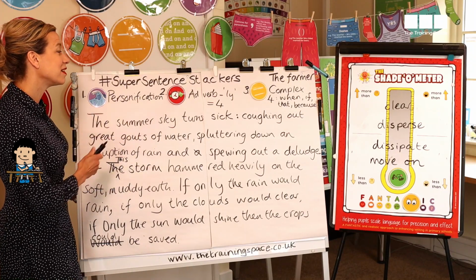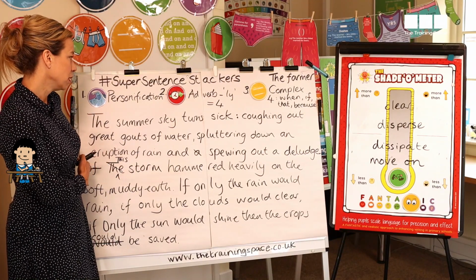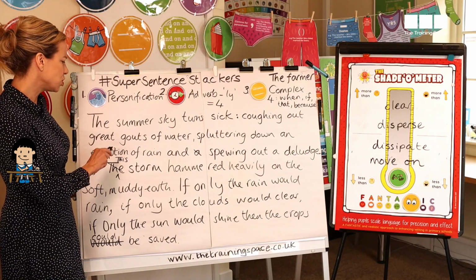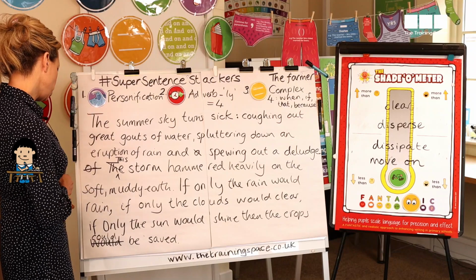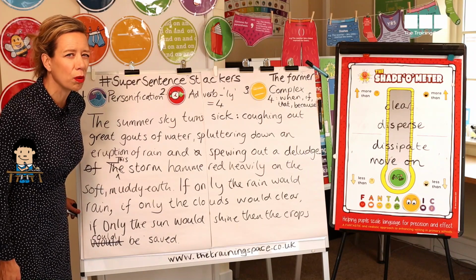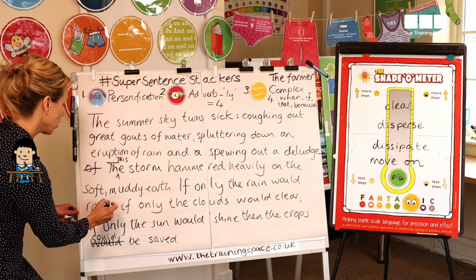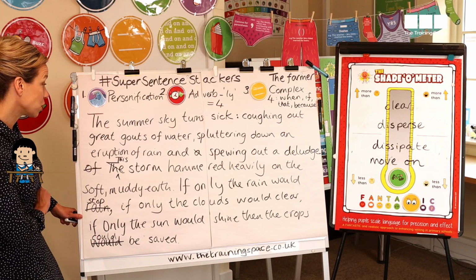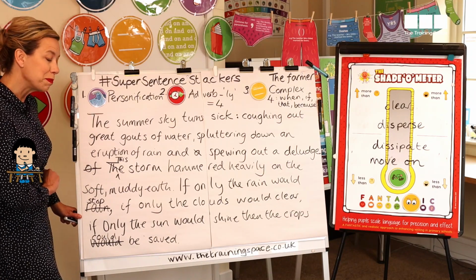The summer sky turns sick, coughing out great gouts of water, spluttering down an eruption of rain, and spewing out a deluge. This storm hammered heavily on the soft, muddy earth. If only the rain would rain. Oh, Mrs. C, it's a good job you reread. If only the rain would stop. Live edit. If only the clouds would clear. If only the sun would shine, then the crops could be saved.